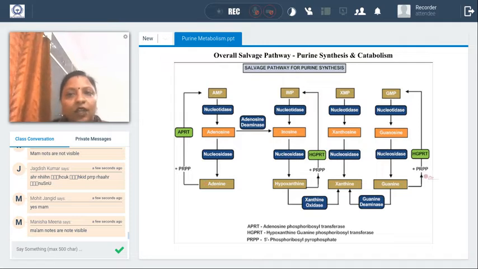This is the whole pathway of purine synthesis and catabolism. This is a very important slide. You can clearly understand the whole process of salvage biosynthesis of purine and also the process of catabolism of purine.